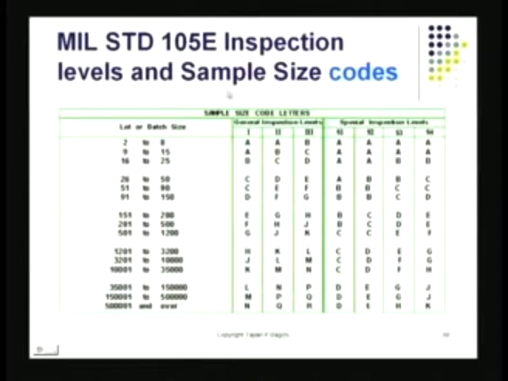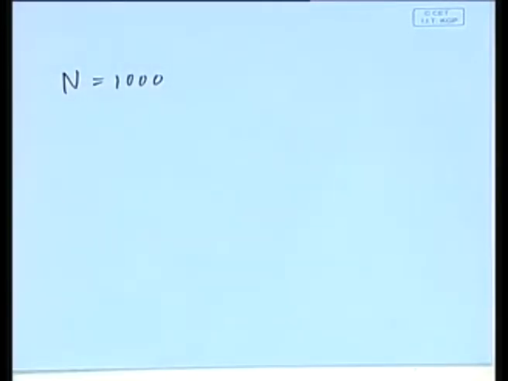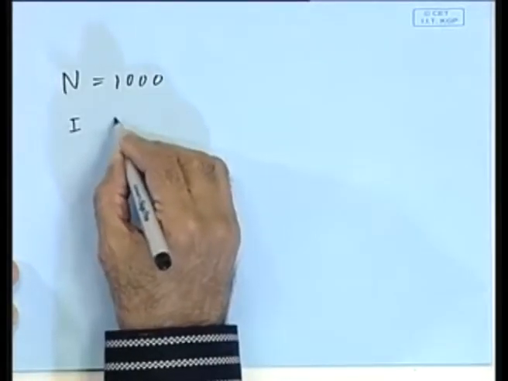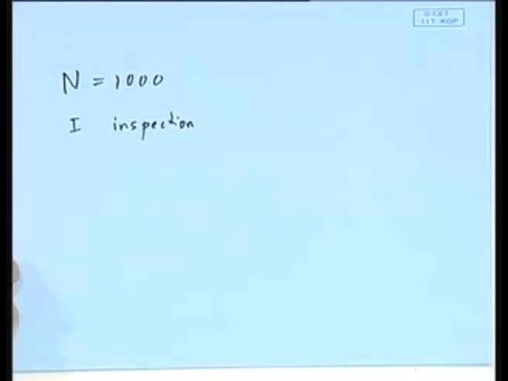Let's take a look at some of these sample size codes. Let's say my lot size was 1000. I'm just going to be writing some numbers here. Lot size was 1000, N equal to 1000. That's given to me. And of course, it then asks me to decide on inspection level. Let's take the easiest one. We'll say we'll be using general inspection level category 1. So category 1 inspection, just for illustration. This is what we would be doing.